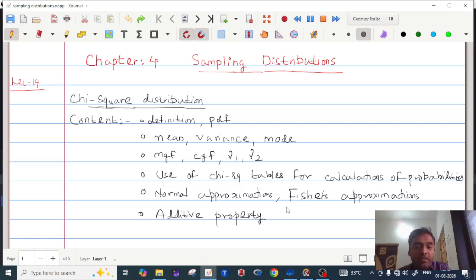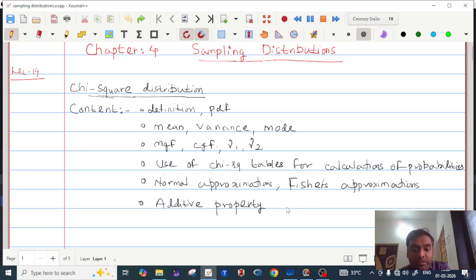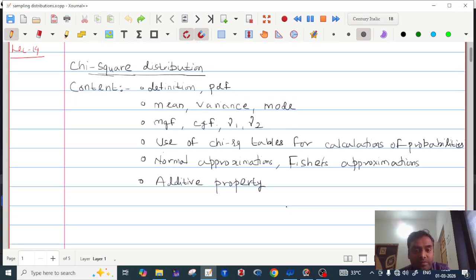So in this lecture, we will discuss the concepts of the sampling distribution. We will discuss all the corresponding results. Only we will not derive or give the proofs of whatever the derivations are there. We will just discuss the concepts and theory of the sampling distribution. So let's start from the chi-square distribution.